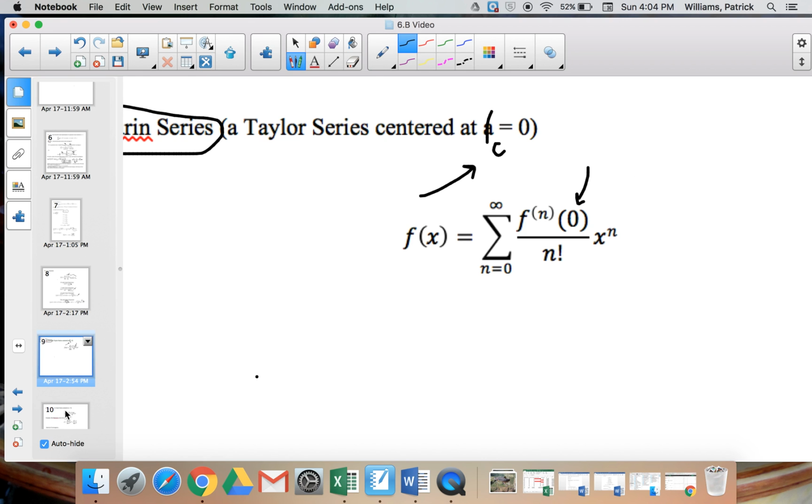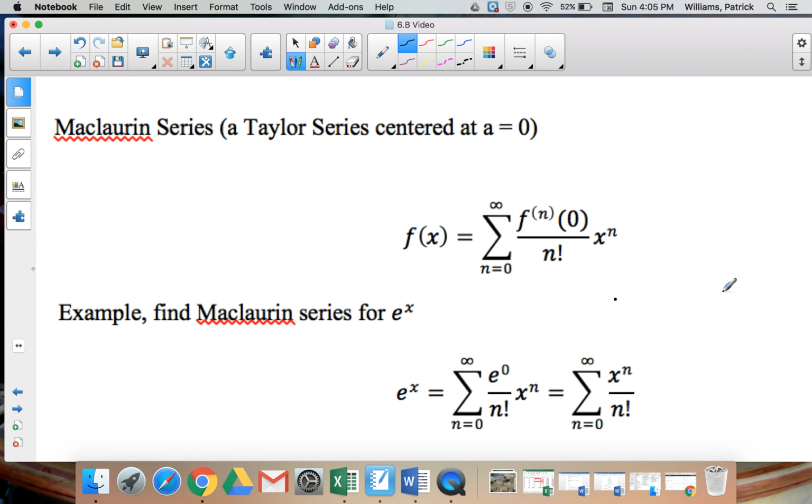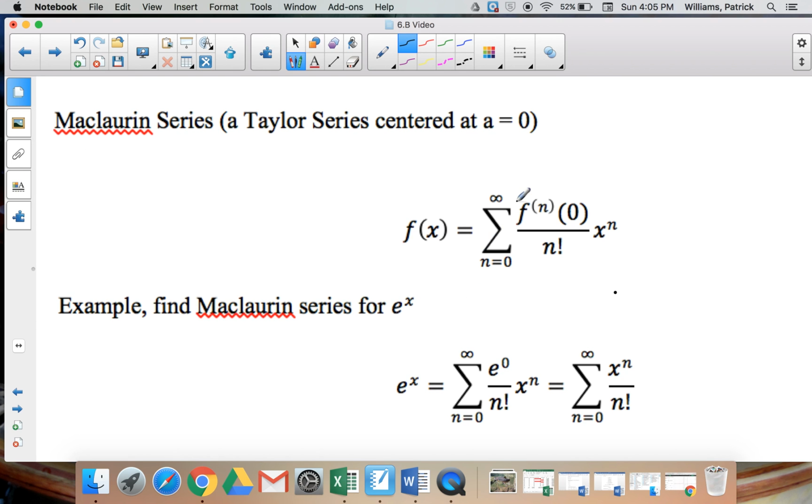So let's look at an example. If I want to look at the Maclaurin series for e to the x, well, that's really easy because whatever derivative of e to the x is just going to be e to the x, so they never change. So this value up here is always going to be the nth derivative evaluated at x equals 0, which will just be e to the 0. The factorial stays, the x to the n stays, and there we go. We got this really nifty series for e to the x, and this is, in fact, the series representation of e to the x.